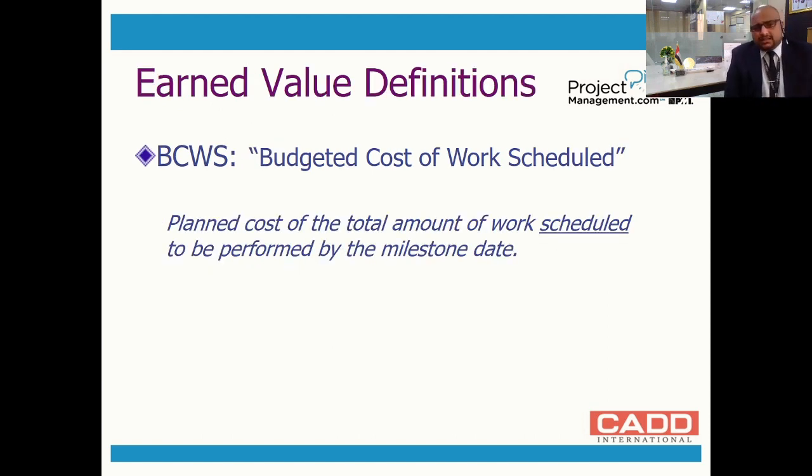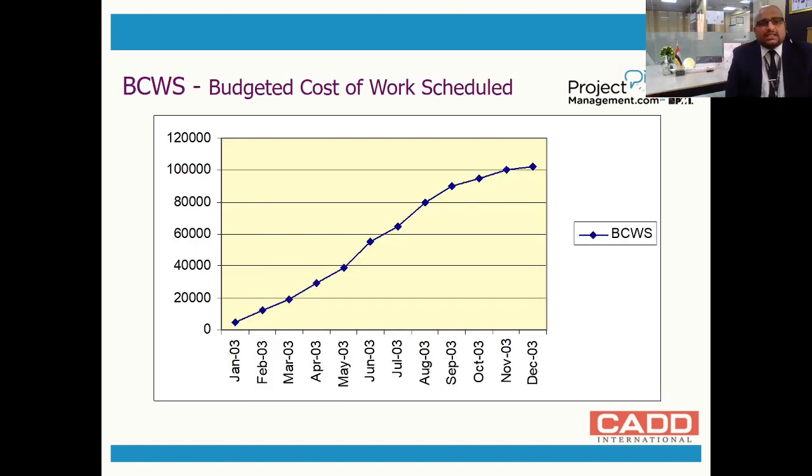So what is BCWS? The name indicates everything: budgeted cost of work scheduled. I'm not talking about the actual cost. I'm talking about the planned cost of the total amount of work scheduled. This has to be highlighted: planned cost for the scheduled work. That's why it's planned value. So if I am to execute something, this will be the amount. This is what planned value, or BCWS, is all about.